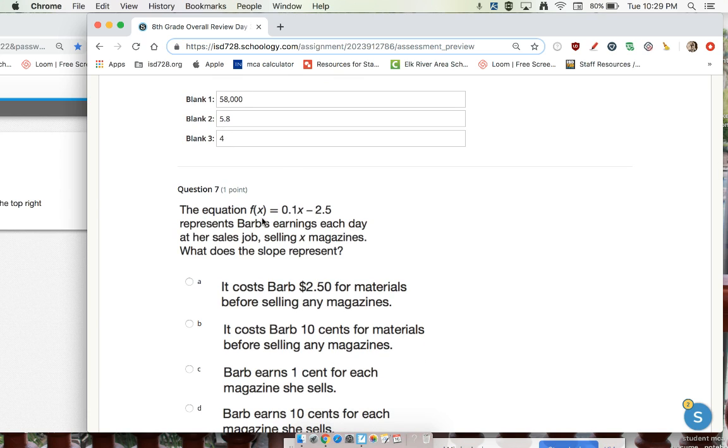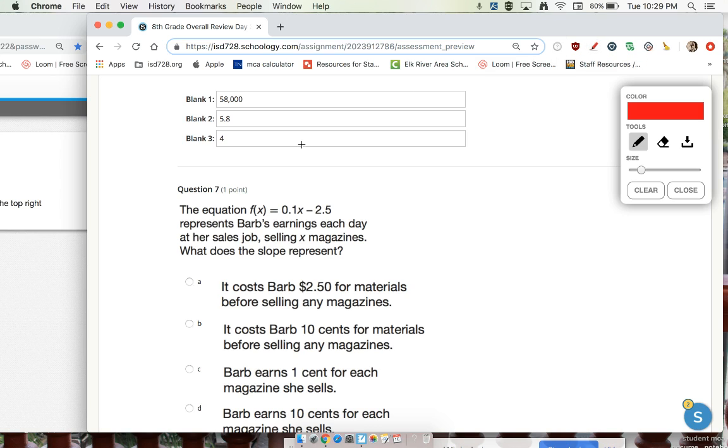Okay, number 7. The equation f of x, which is a function, f of x is 0.1x minus 2.5, represents Barb's earnings each day at her sales job, selling X magazines. What does the slope represent? So slope is whatever is in front of x, and it looks like slope is 0.1. X is related to the magazines that she sells. So this tells me that she makes 0.1 for each magazine. 0.1, I'm related to dollars, so 0.1 would be 10 cents.